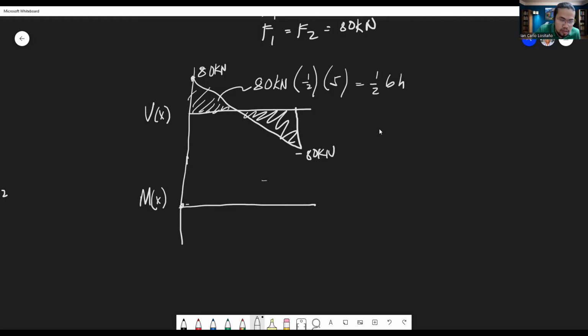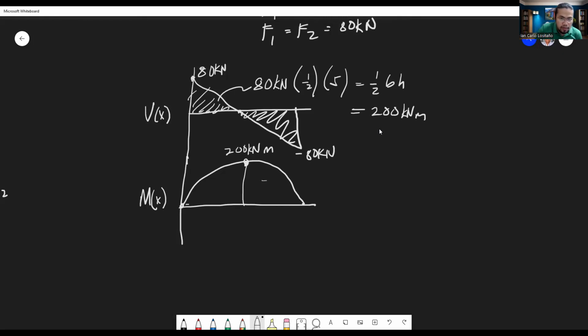At the ends, there's going to be 0 moment, but at the center is going to be the maximum bending moment. Let's try to draw it correctly. Sorry for the beautiful drawing. The maximum is going to be at the center. And we know that this value is this one: 5 times 80 equals 400, divided by 2 is 200 kilonewton meter. So this is the maximum, at 200 kilonewton meter.